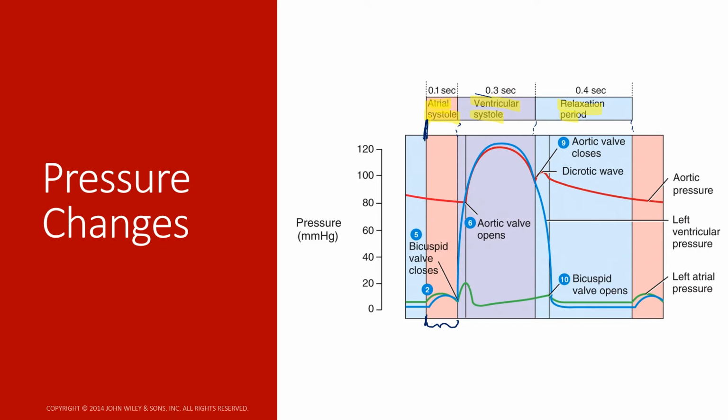Before we go forward, I want to quickly go over the different colors of these lines here. The red line is the aortic pressure. The blue line, which you can see all the way over here, is the left ventricular pressure. And the green line, which stays near the bottom here, is the left atrial pressure. So we're going to see the pressure in the atria, the ventricle, and the aorta.